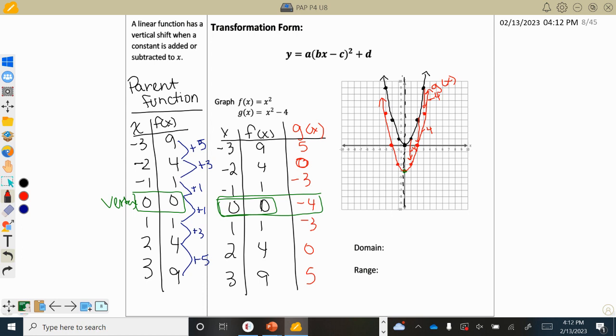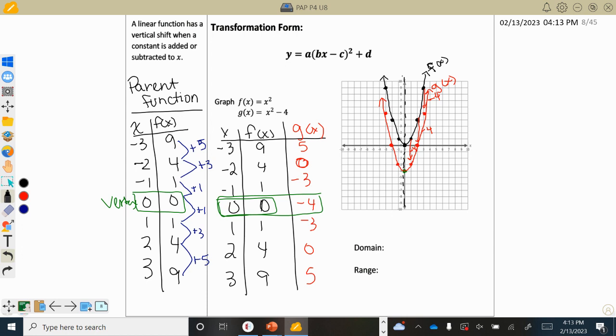To get from our f of x to our g of x, to get from our parent function to the new function, we shifted all our points down 4. That's what that -4 means. Okay? Back when we did linear functions and we shifted vertically, and we changed the y-intercept, it shifted the line up or down based on what the new y-intercept is. Same thing here. We're shifting that parabola up or down based on what we're subtracting.